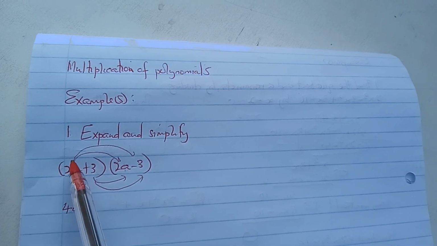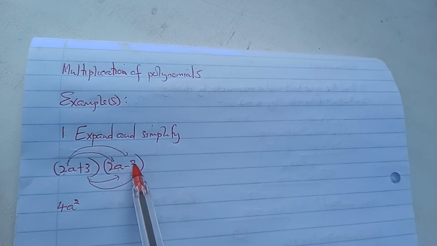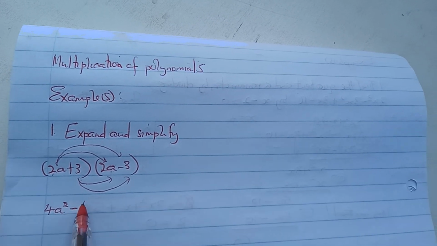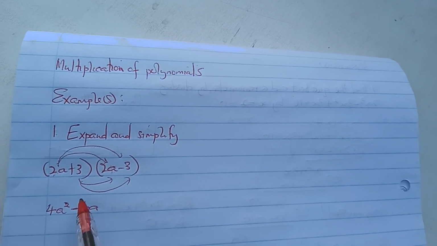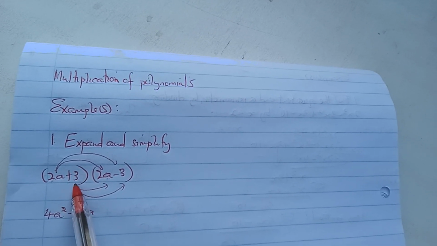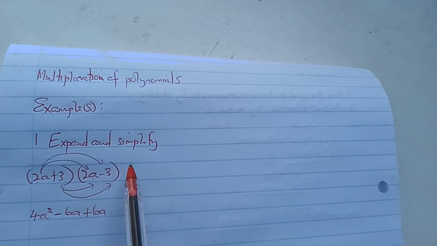We then multiply this 2a by the second term in the second bracket, which is a negative 3. The answer is negative 6a. Okay, and then we move on to the second term in the first bracket. We multiply it by each term in the second bracket. Now this 3 by this 2a, the answer is a positive 6a. And then this 3 by a negative 3, the answer is a negative 9.